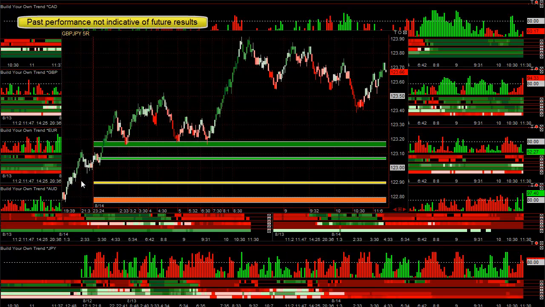This is yesterday's most active price, 122.90. That's where most traders had positions. So above that level, it tends to go up. Below that level, it tends to go down.